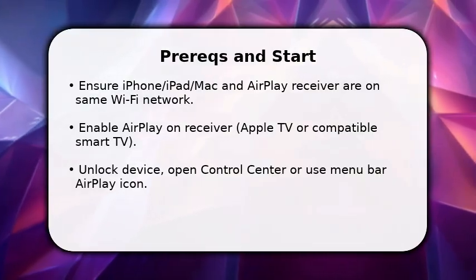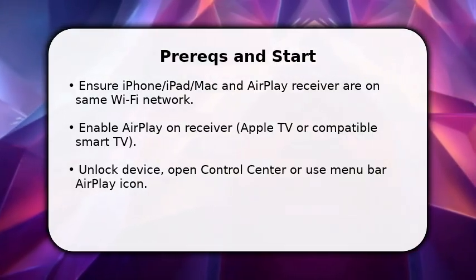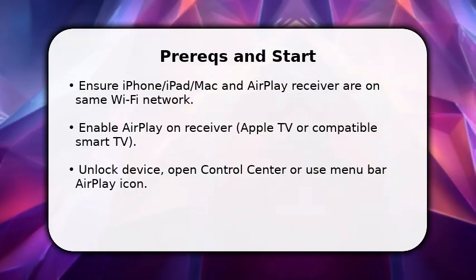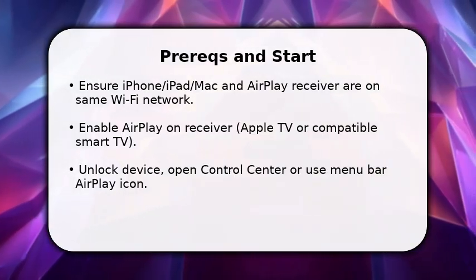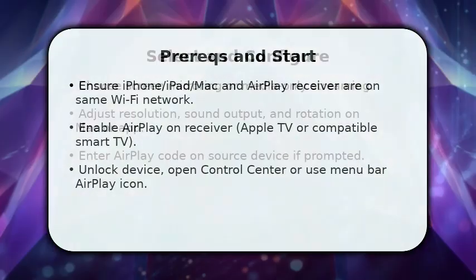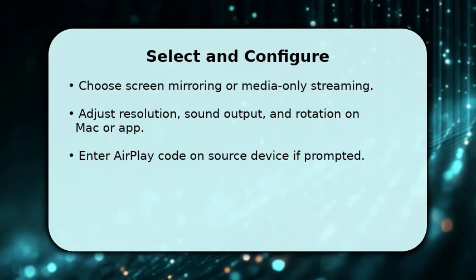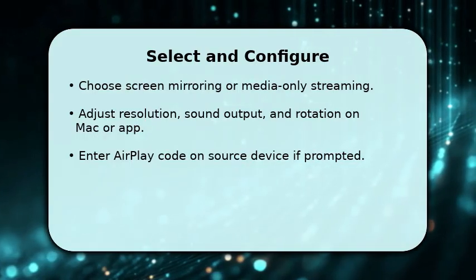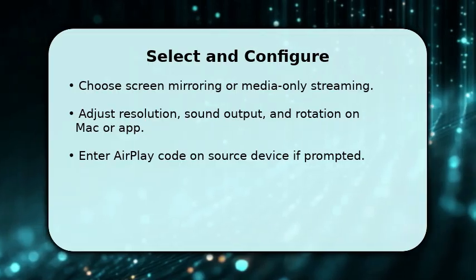Now look for the receiver name in the list. Tap or click it to initiate the connection and proceed to streaming options. Once connected, decide whether you want screen mirroring or media-only streaming. Screen mirroring duplicates everything, while media streaming sends just audio or video.